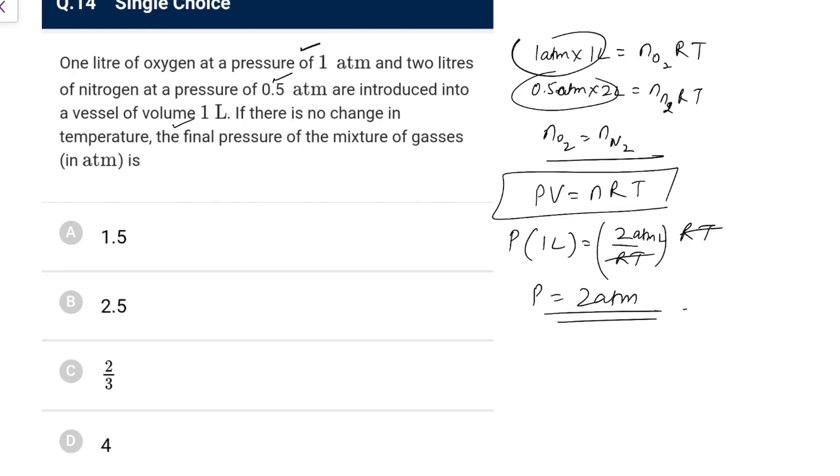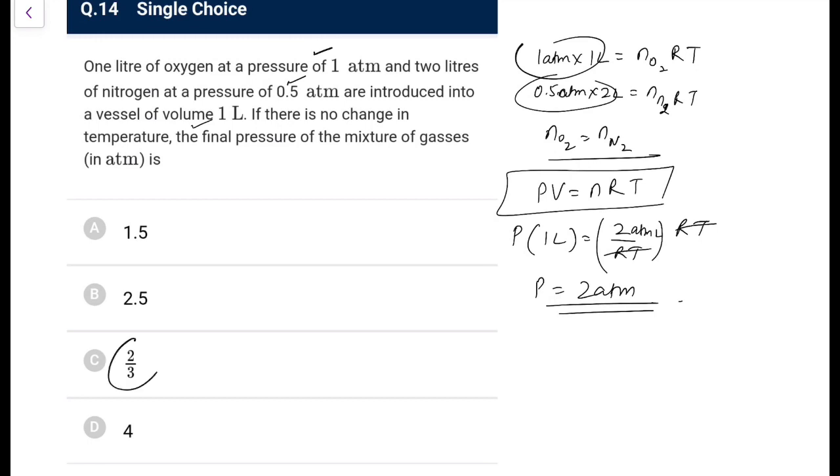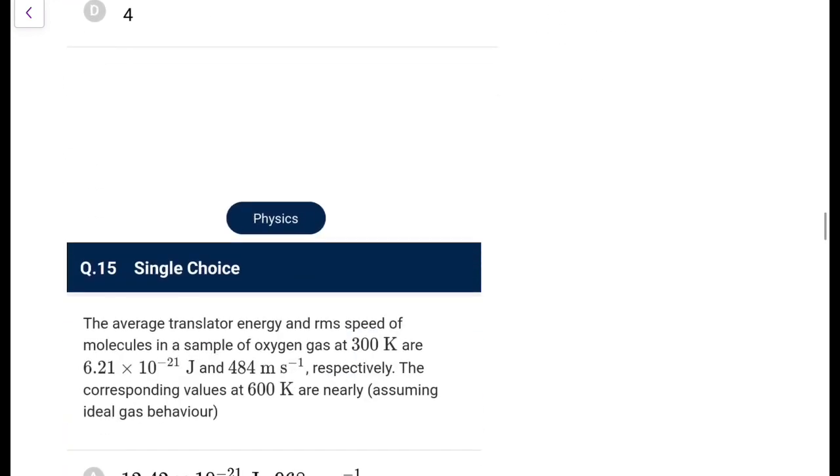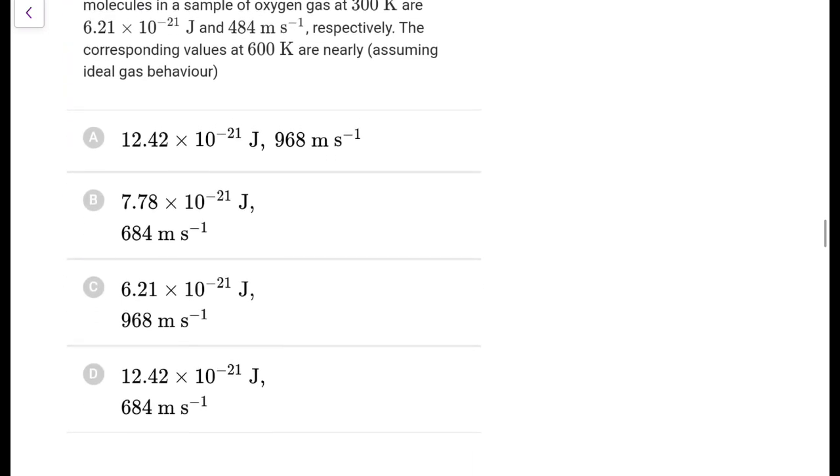So volume was 1 liter, there is no change in temperature, the final pressure of the mixture of the gases now would be... so no other option. I think this must be some mistake, it should be 2 atm. So none of the options is right now. Now move forward, can't help.